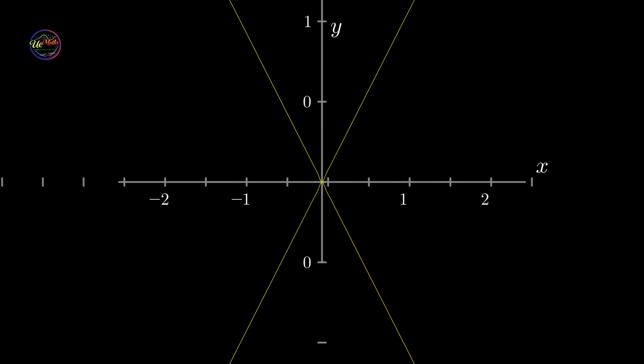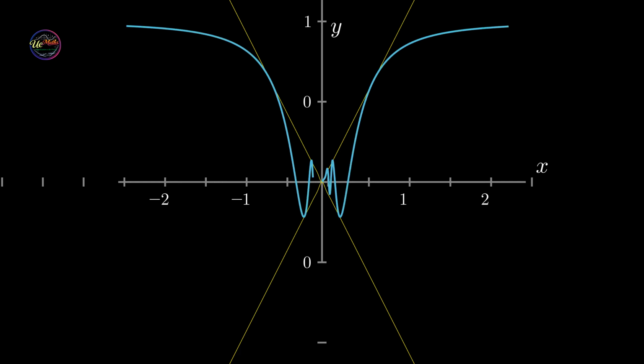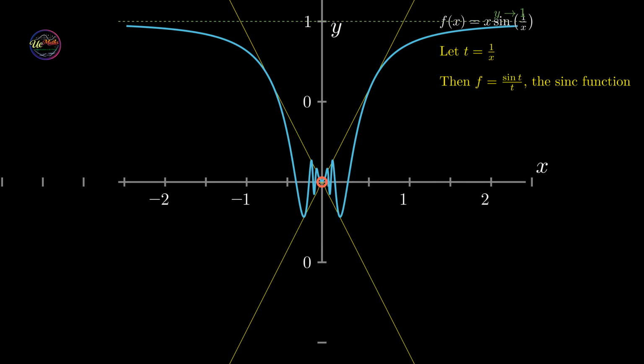Now we multiply by x to get f of x equals x times sine of 1 over x. We use the substitution t equals 1 over x. Then x times sine of 1 over x equals sine of t divided by t. This is the sinc function.